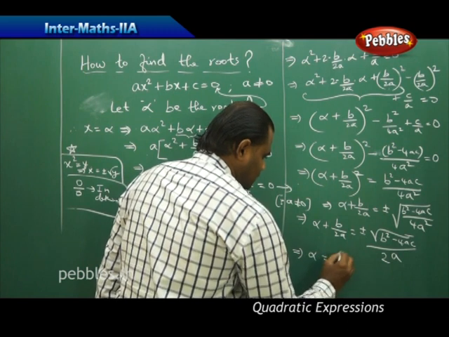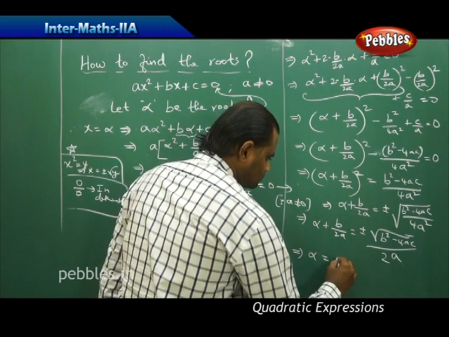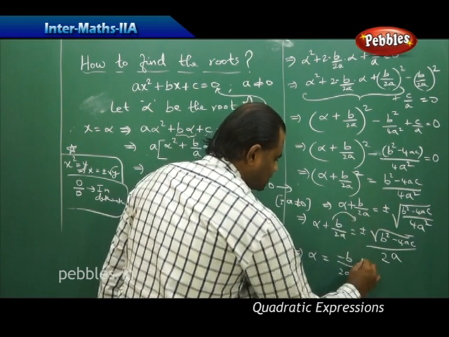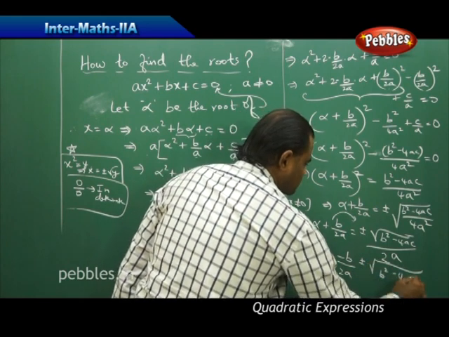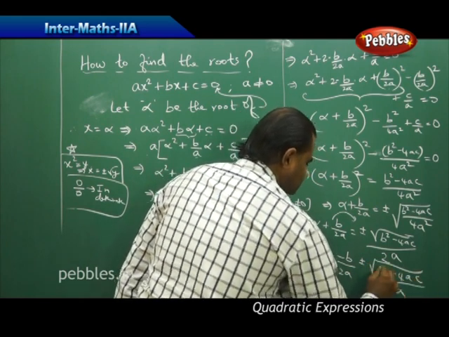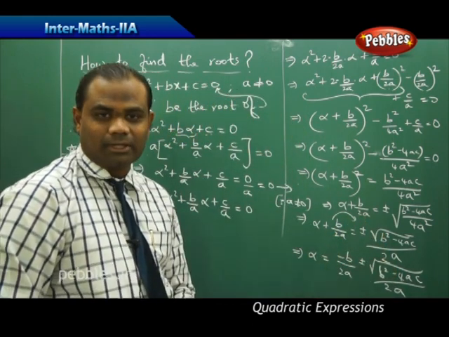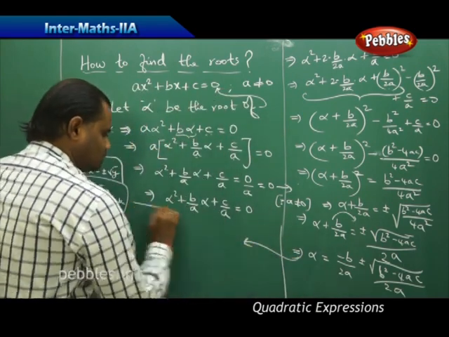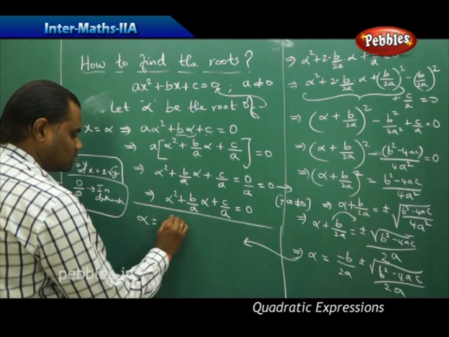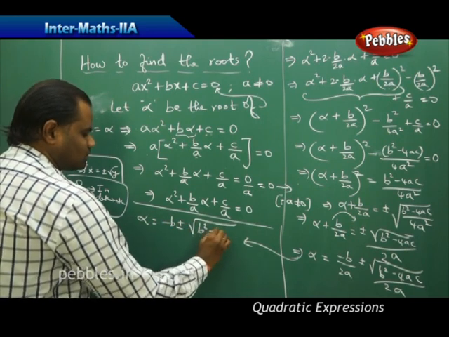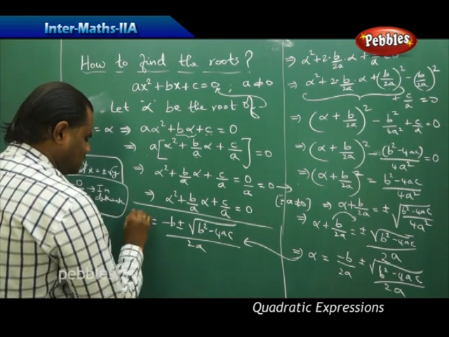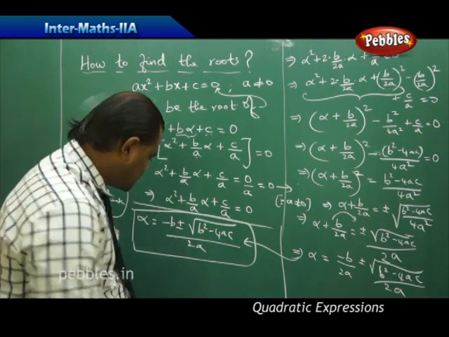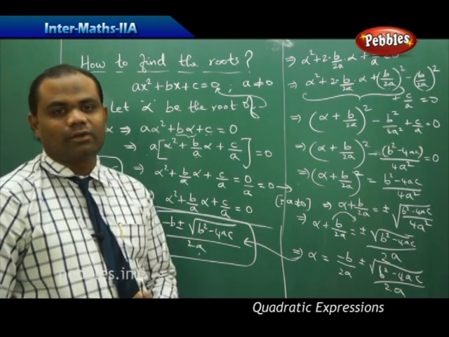Then my alpha is, I take this to the right so that I get minus b by 2a plus or minus root of b squared minus 4ac by 2a. So taking 2a common in the LCM, this reduces to alpha equal to minus b plus or minus root of b squared minus 4ac by 2a. This is how we derive the root. So this is said to be the root of the given quadratic equation.